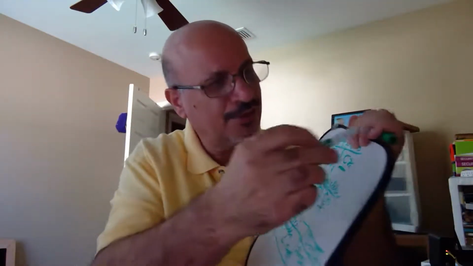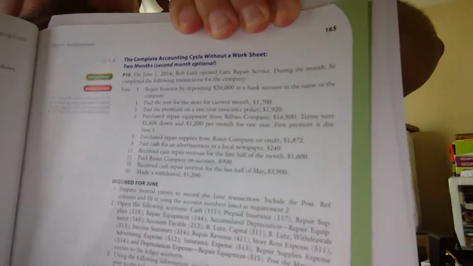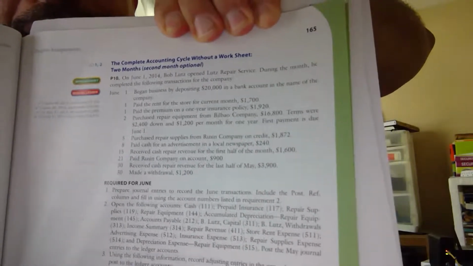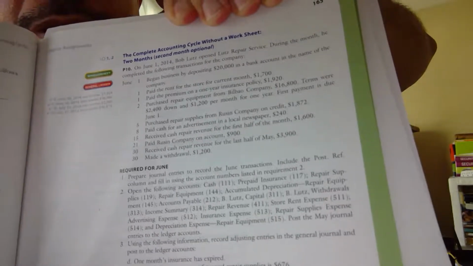That's requirement number 1. You got to record all of these transactions. Okay, page 165. That's due week 1, guys. Let me show you. In the textbook, page 165. This is the problem. You see it? Problem 10. Requirements 1 and 2 are due the first week.